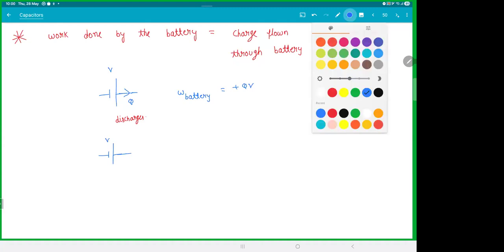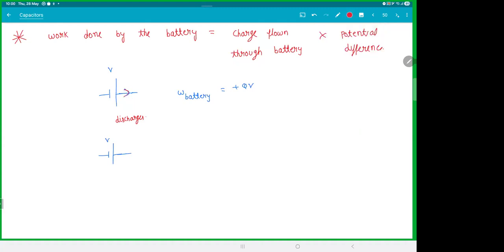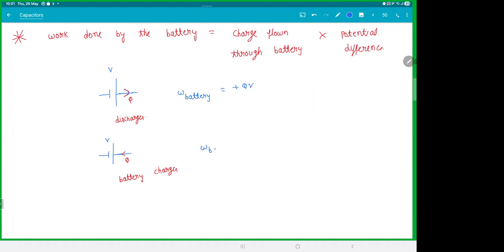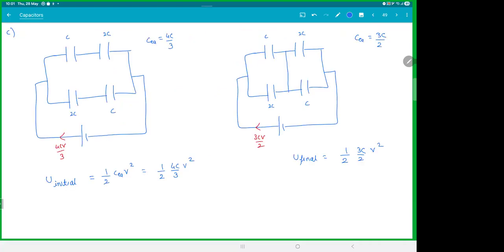Suppose you send charge into the battery. This is what happens when you charge your mobile phone. If you send charge into this thing, the battery is getting charged. So in this case, the battery does not do work. Battery absorbs work. So work done by battery is negative. So it is important to see whether the charge is going into the battery or coming out of the battery. Clear with this? So now in our question, look here. Initially, how much charge went? 4 CV by 3. Now how much charge went? 3 CV by 2. So what is the difference in charge?